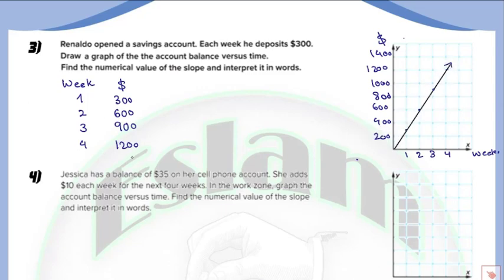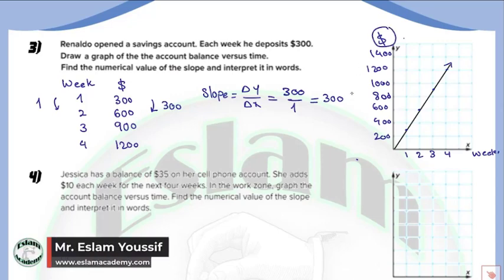We can find the slope from the table and we can find it from the graph. From the table, we find the rate of change. The change of x is adding 1 each time, and the change of y is equal to 300. So the slope equals the change of y over the change of x. The change of y is 300 and the change of x is 1. By simplifying, the answer is 300. To write the unit, look at the unit of y, which is dollar, and the unit of x, which is week. So it will be $300 per week.